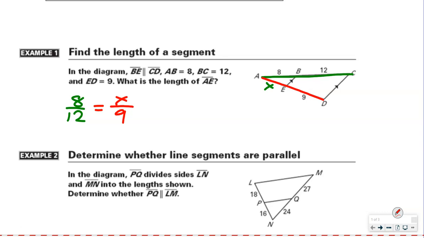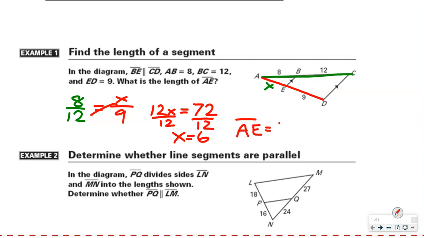So 12 times x gives me 12x. 8 times 9 gives me 72. Divide that by 12, and x equals 6. So side AE, which we're trying to find, equals 6.